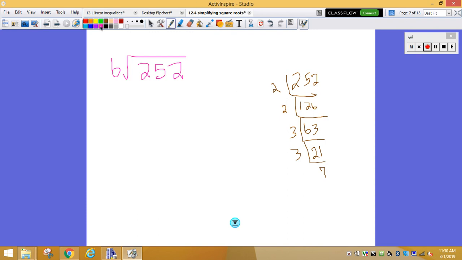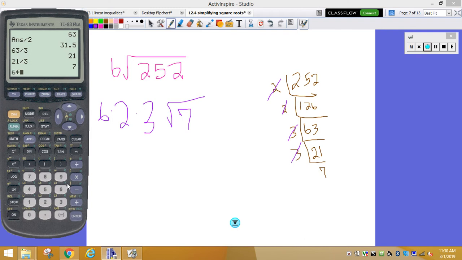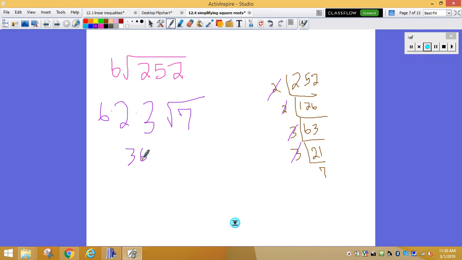All right, so here we go. Let's pull stuff on the outside. We're going to bring this 6 down. There's 2 2's, so that means I can take 1 2 out. There's 2 3's, so that means I can take a 3 out. And then there's a 7 left over, so it goes on the inside. So again, I want to multiply all of these on the outside. I want to do 6 times 2 times 3. So I get 36 on the outside and the square root of 7 on the inside.